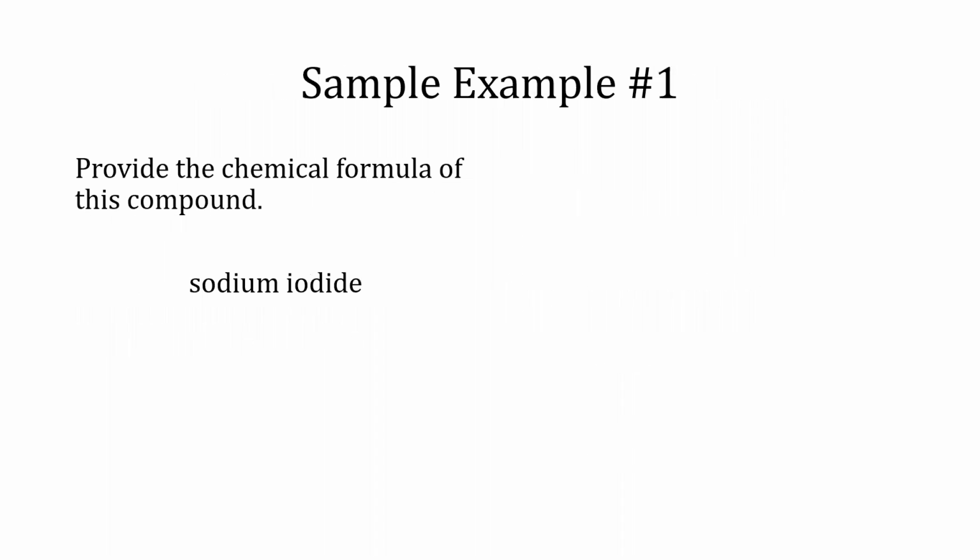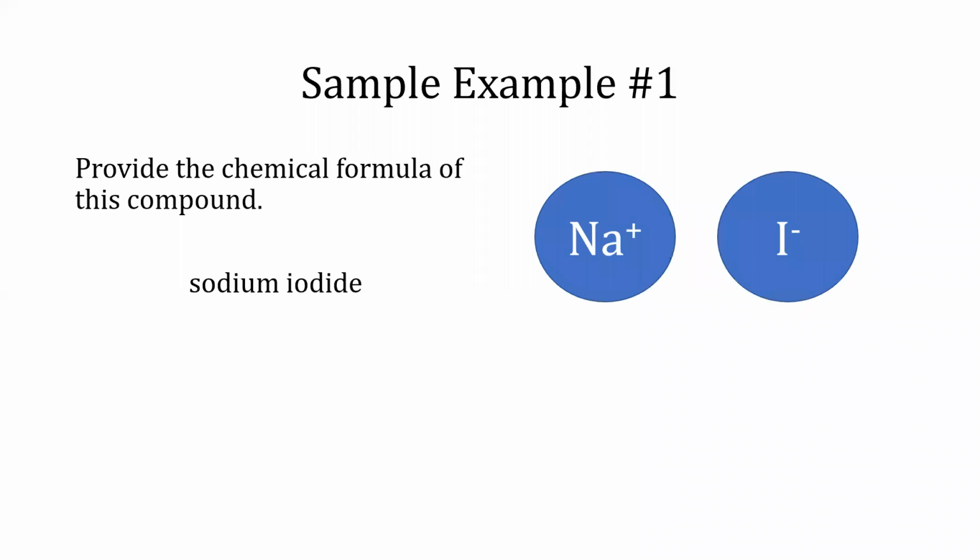Here is sample example 1. Provide the chemical formula of this compound, sodium iodide. Here, the form of the ions is Na+ and I-. After crisscrossing the magnitudes, the final formula is NaI.